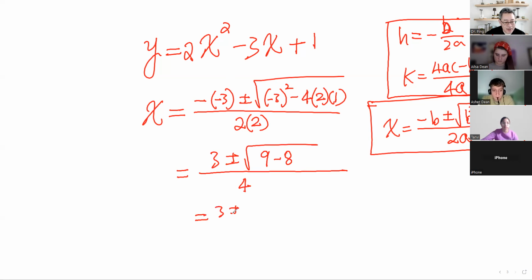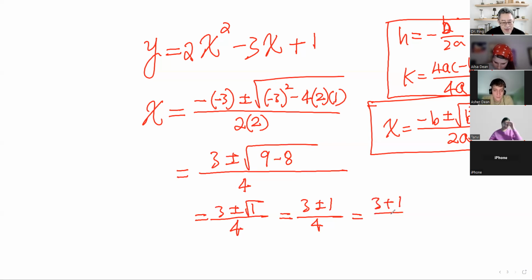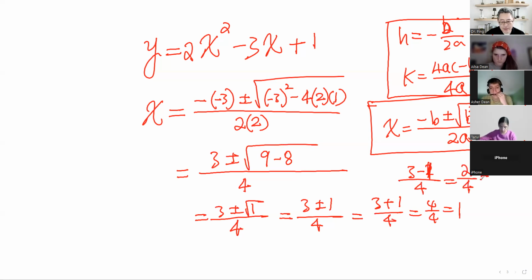So that's 3 plus minus square root 1. And now the square root of 1 is just 1. So basically we got 3 plus minus 1 over 4. And that gave us either 3 plus 1 divided by 4, which is 4 over 4, equal to 1, or 3 minus 1 over 4, which is 2 over 4, so it's half. I miswrote mine. So we got half and 1.